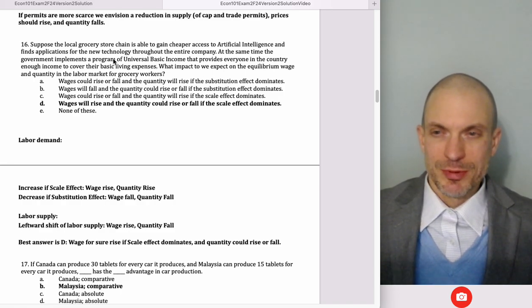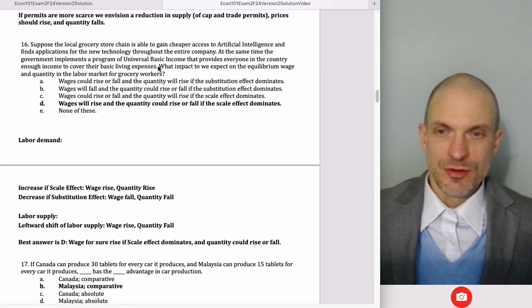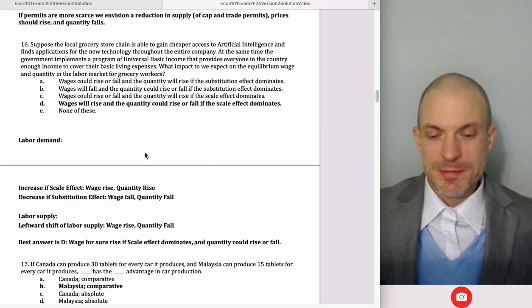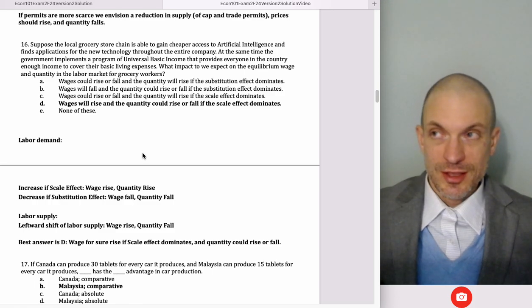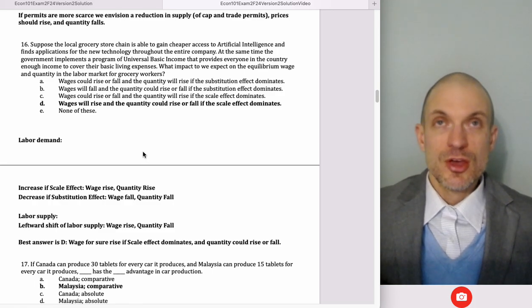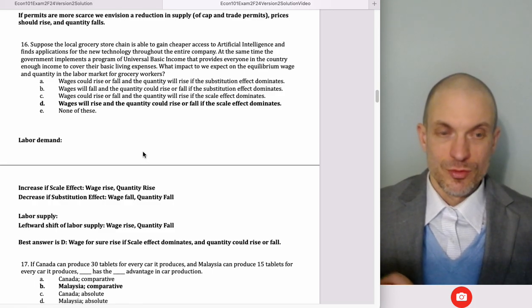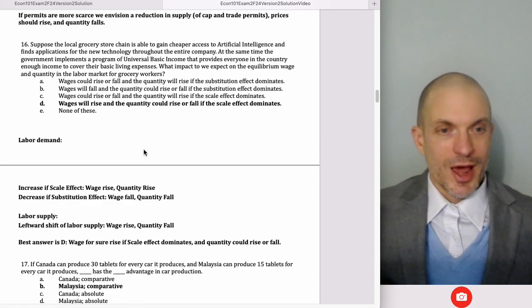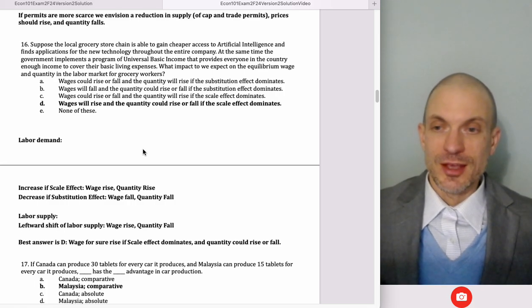Then there's a labor supply effect, the effect of the universal basic income. Well, since everyone in the country has enough income to cover their basic living expenses, we're going to expect a decrease in labor supply, because there are people who are taking jobs to cover their basic needs who no longer need to. When they're covered by this program, they leave the labor force, and as a result, the wages rise for those who remain, is the idea.